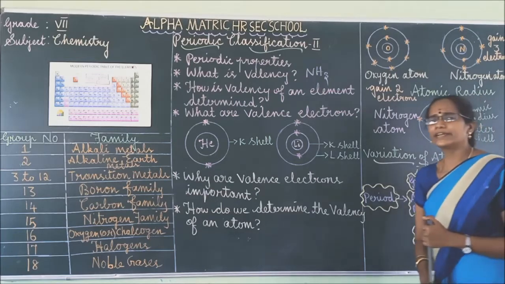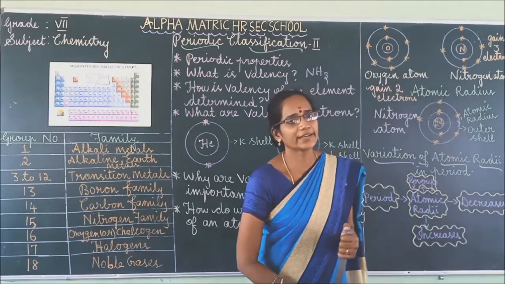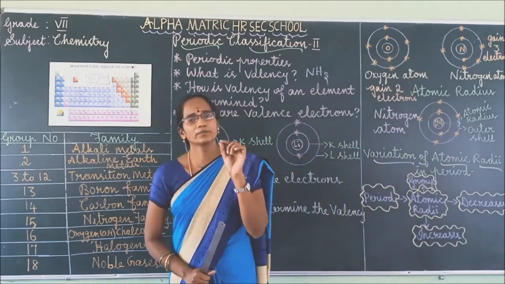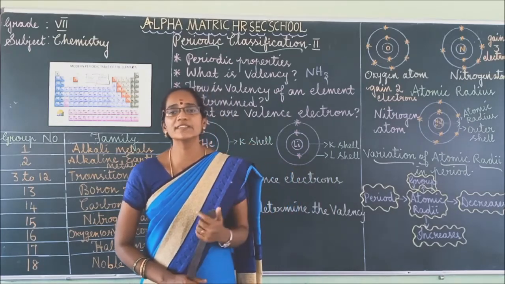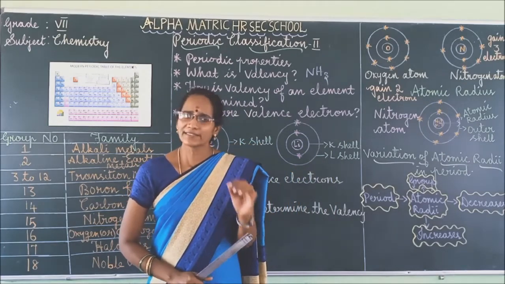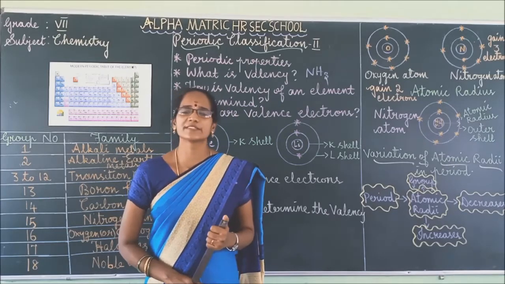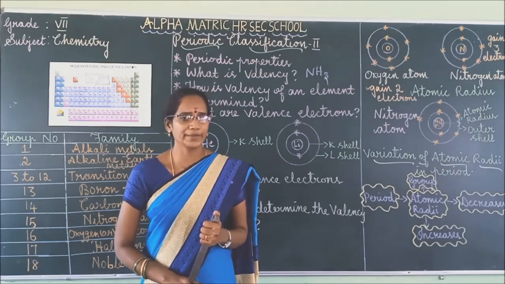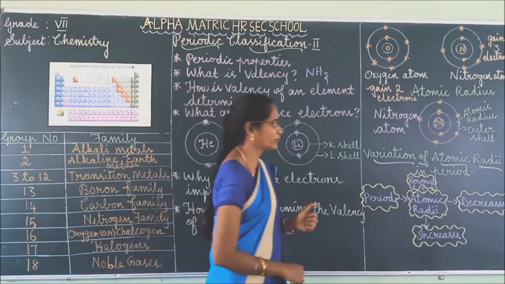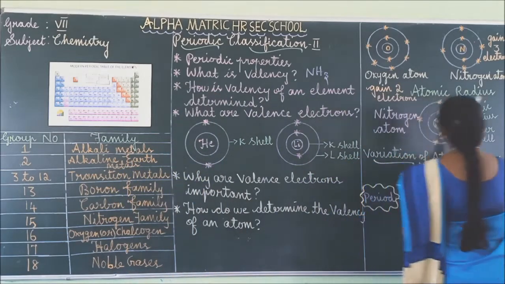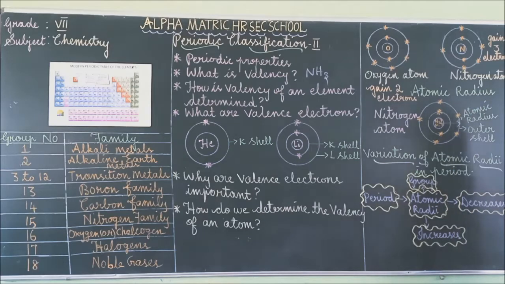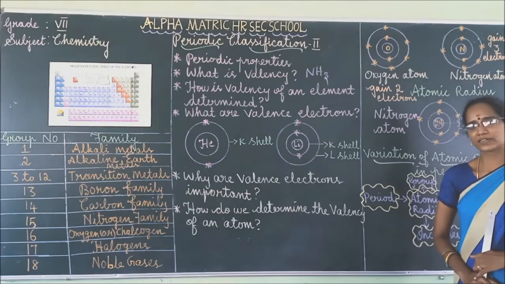Atomic radius is measured in picometer. In short, we say it is measured in pm. Pm is picometer. 1 picometer is equal to 10 to the power minus 12 meter. It's a need-based question that you also have to remember. So what do you mean by atomic radius? Atomic radius is defined as the distance between the center of the nucleus to its outermost shell containing the valence electrons. This is called the atomic radius, right?